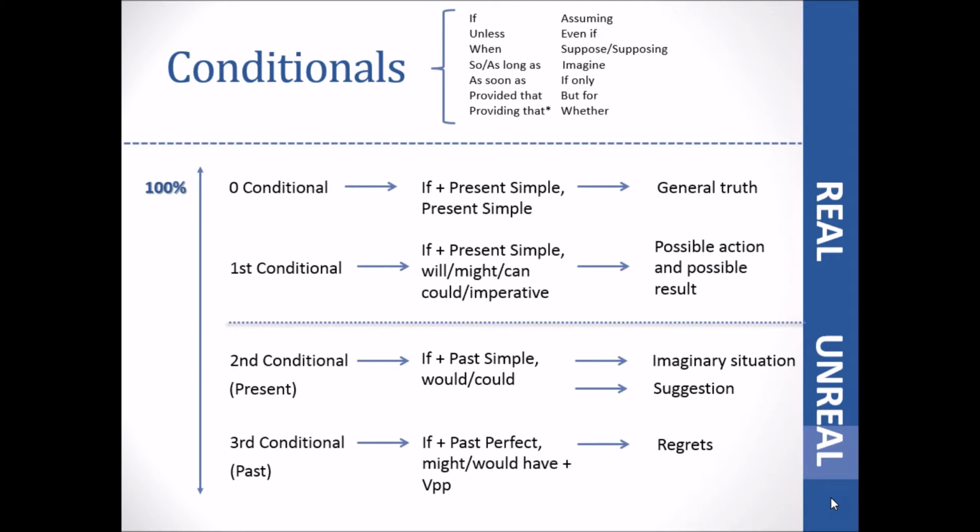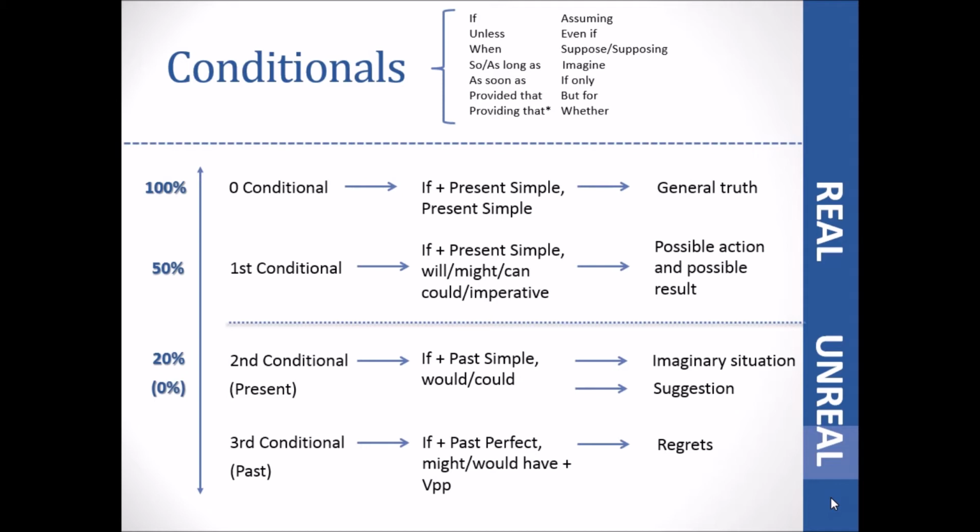Now, in terms of likelihood, the zero conditional is 100% certain in terms that the if clause always takes place. It always happens. It's a general truth. In the first conditional, it has basically a 50-50 chance of happening. It might not happen. If you study, you'll get good grades. You might not study and fail miserably. The second conditional is about 20%. It's very unlikely, but still possible.